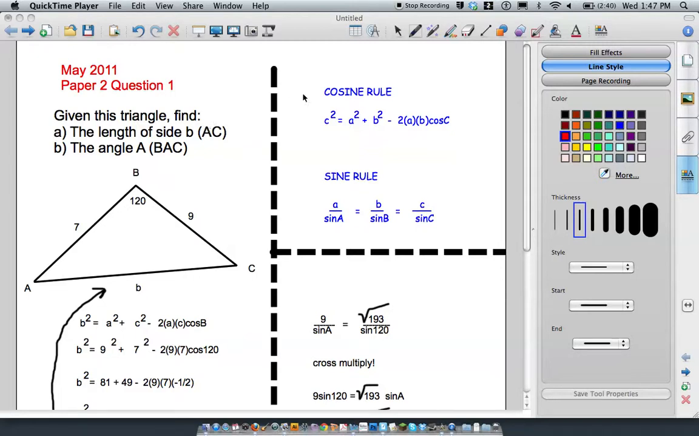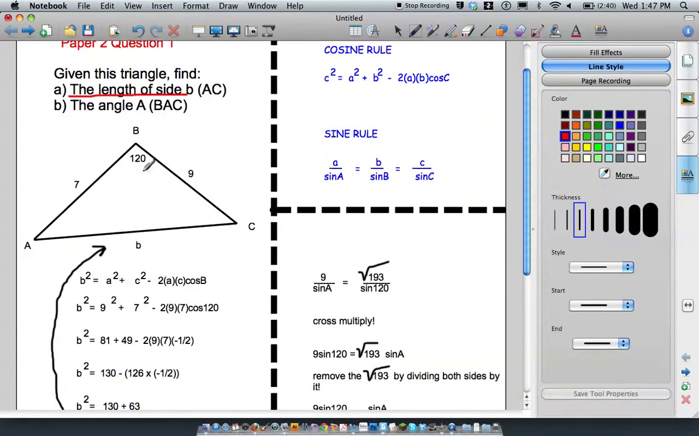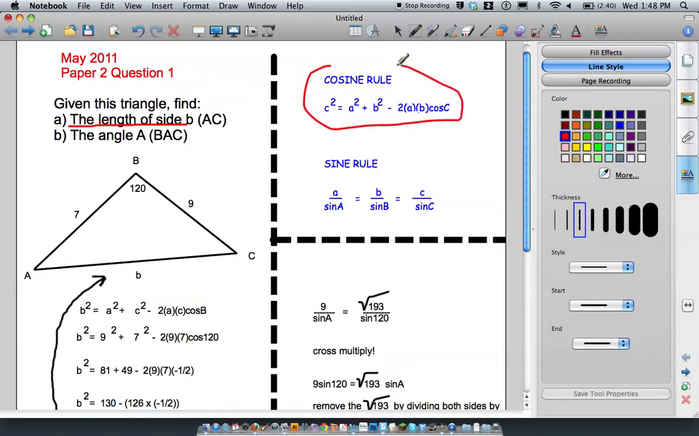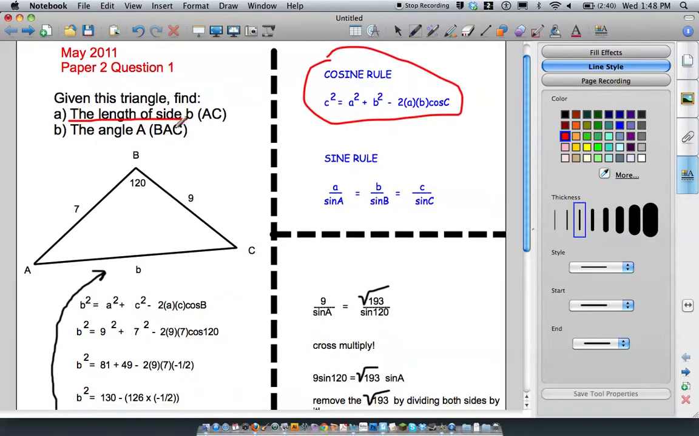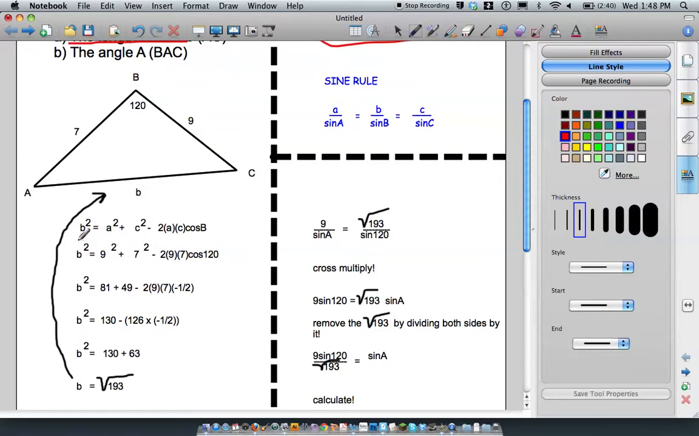So the first part of the question is to find, not the angle, sorry, the side length of B, which is also AC. So there's 2 rules that will come into play throughout this question, and here the first one's going to be used, and that is the cosine rule, which is c squared equals a squared plus b squared minus 2ab cos c. So here we can adapt it to b squared equals a squared plus c squared minus 2ac cos b.